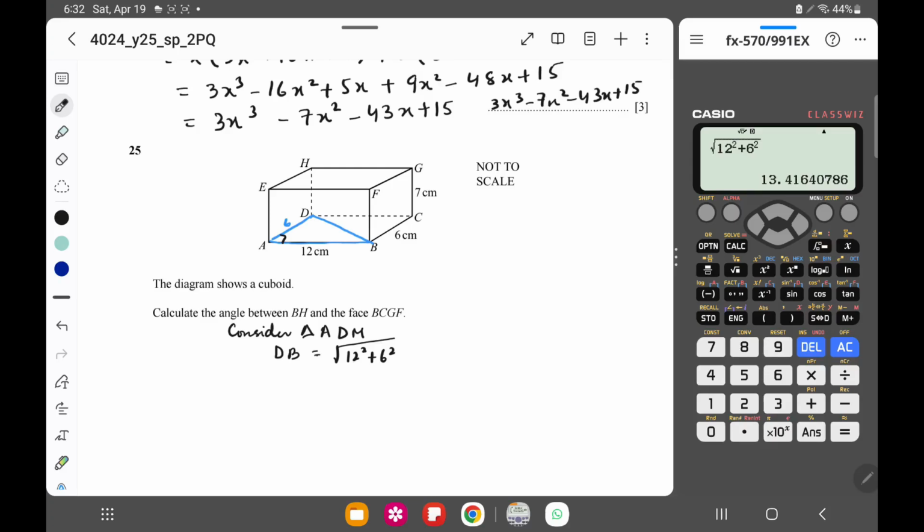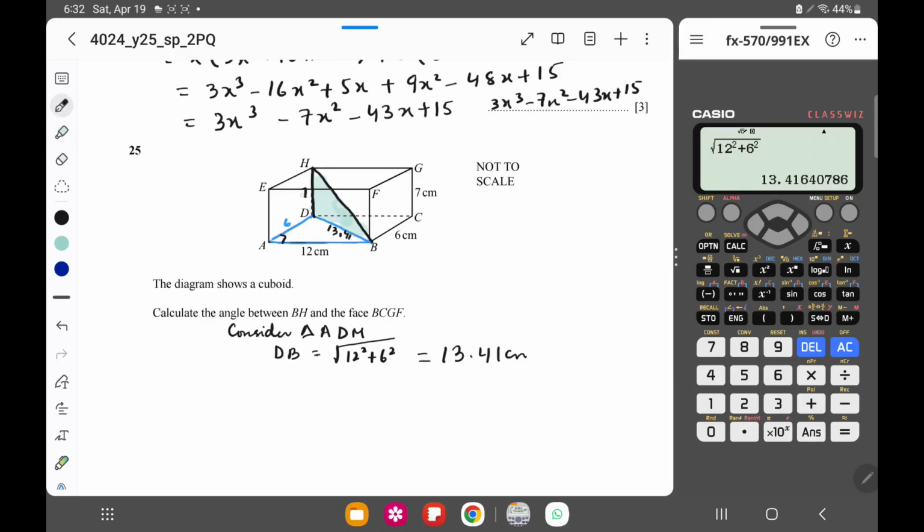That equals 13.41. I'm taking 13.41 centimeters. So now it is 13.41, and now I'm going to find out how much HB is. To calculate HB, I'm taking this triangle now.